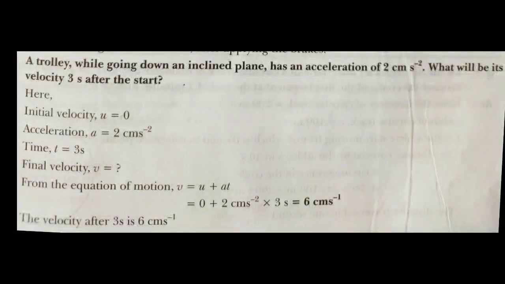But in that case our answer, that is velocity, will be in the unit of centimeter per second. But another method can be there. We can convert acceleration into meter per second square. For that we have to divide the acceleration value, that is 2, by 100. In that case it would be 0.02 meter per second square. But now it's not really required, so we can keep this acceleration in centimeter per second square only.